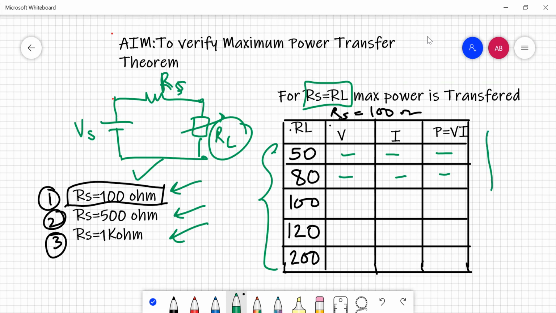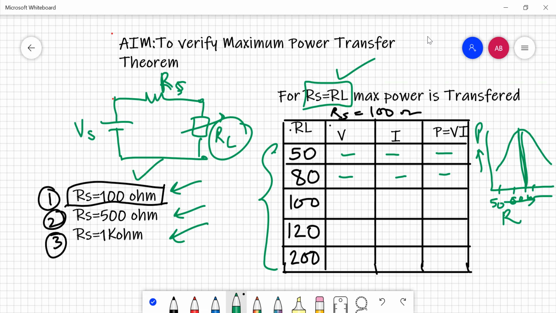Then we are going to plot the value of our power on the vertical axis and the value of resistance on the horizontal axis. Like this will be 50, then 80, then 100, and so on. And the power curve will come like this. The maximum power you are going to get when your RS will be equal to RL. And this is what we have to verify for our maximum power transfer theorem.